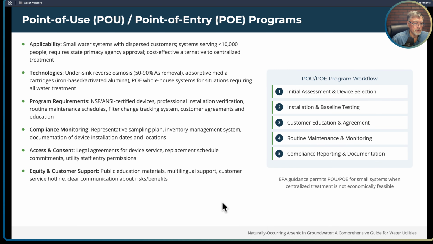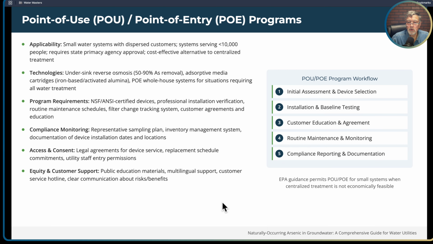So the compliance, water, the access and the consent, the equity and the customer support. Everybody's going to need to understand those. So it's rife with some challenges. It can be a cheaper solution, actually, but because of the potential legal problems, I'm not a big fan of this, but it has worked for different people, I will say. So if you're a really small system, this could potentially be an option to look at too.